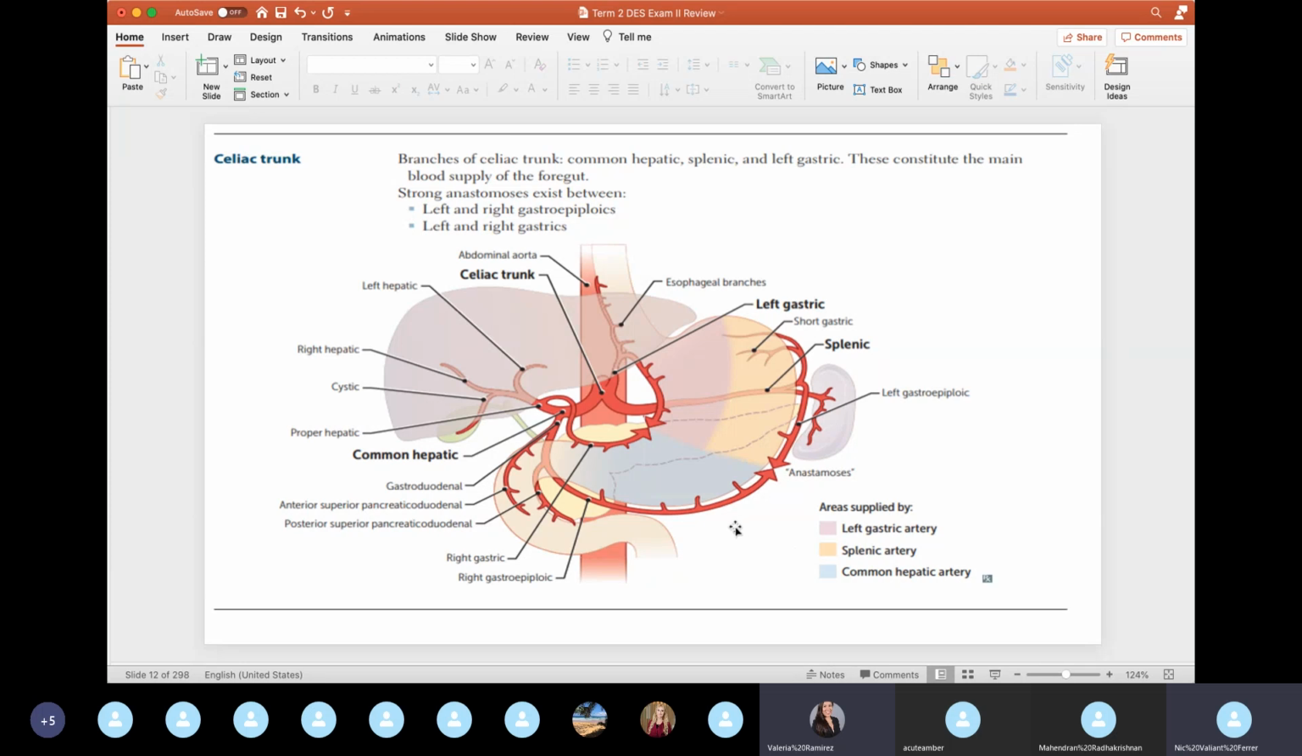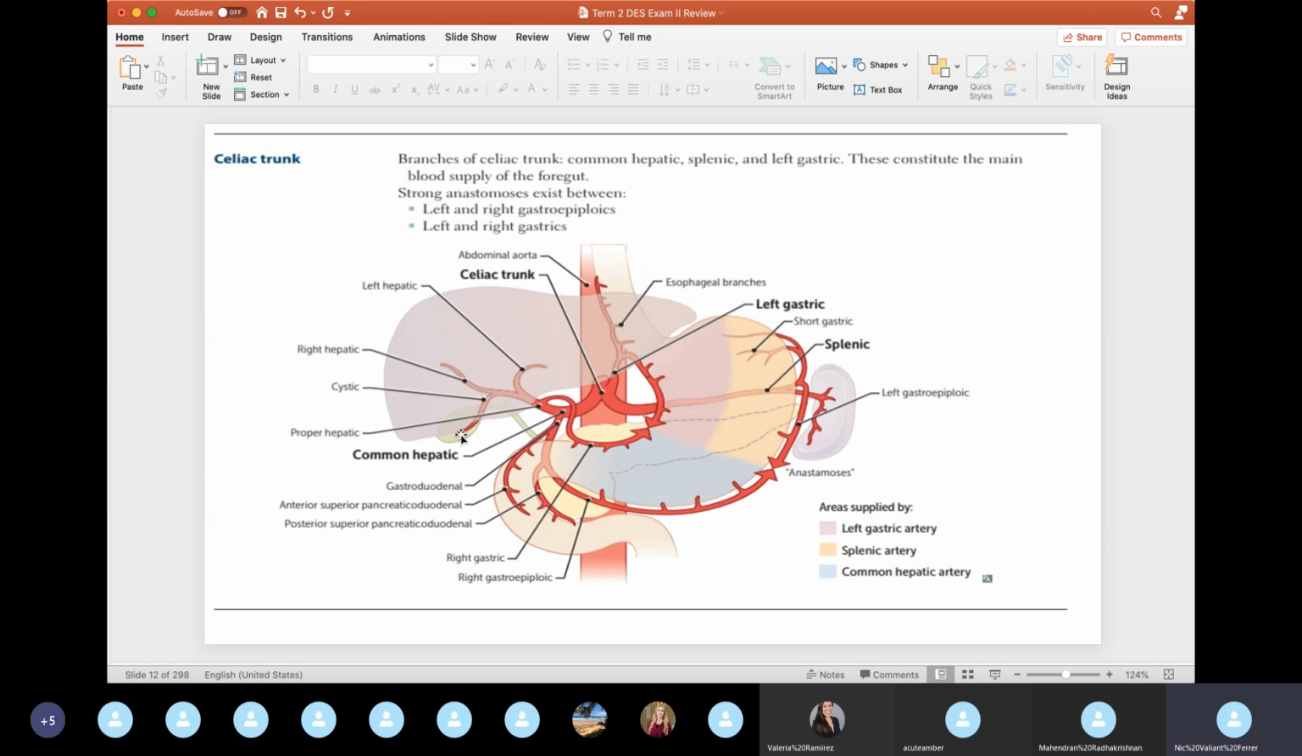There are different anastomoses here. High yield, you have the left and right gastroepiploic, and then you have the left gastric and your right gastric. So let's look at the celiac trunk. Two branches, right? It branches off the splenic artery here. A branch of the splenic is the short gastric. On the right, let's go here. You have the common hepatic, and it becomes proper hepatic, and then it branches off as left, right, and cystic.